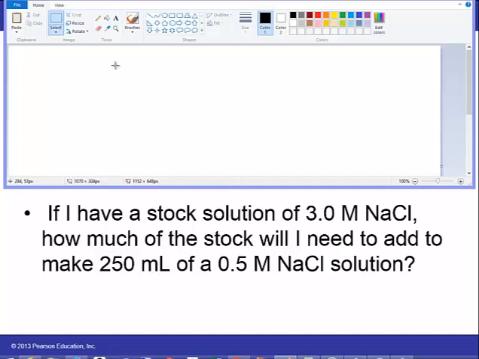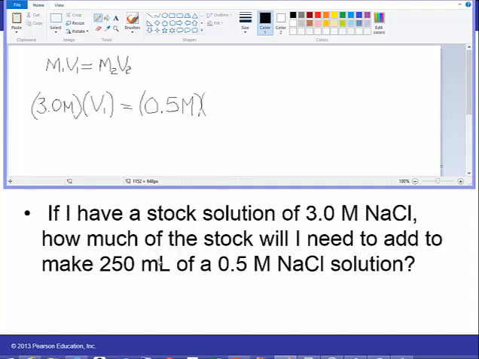So we can set up our equation. Again, it's M1 times V1 equals M2 times V2. So we know our concentration for M1 is 3.0 molar. We don't know what our volume V1 is. That's our unknown. The concentration M2 is 0.5 molar, and the final volume is 250 milliliters. So for this equation, we just end up having to solve for V1.